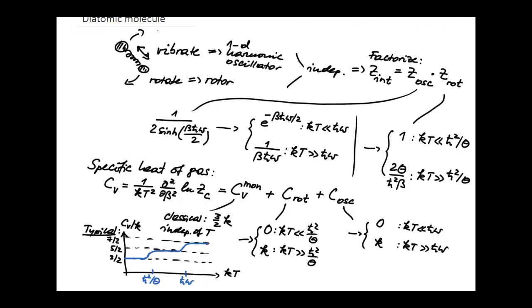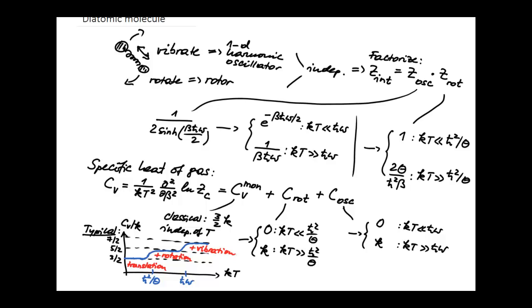So initially you have the translational degrees of freedom only, then the rotational degrees of freedom kick in, and finally the vibrational degrees of freedom kick in. And whenever you reach the characteristic temperature scale of one of the internal degrees of freedom, then the associated specific heat must be added to the specific heat of the gas, and you have this step, this increase of specific heat. You can also go the other way.